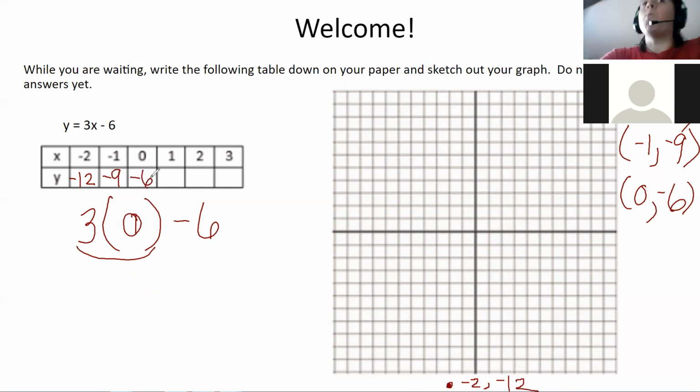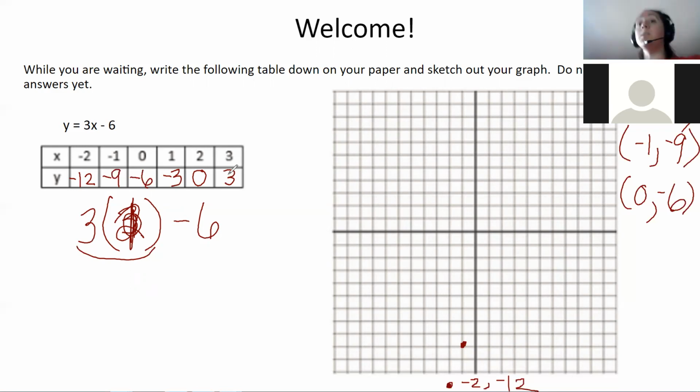You could plug in a 1. 3 times 1 is 3. Minus 6 is -3. A 2. 6 minus 6 is 0. Or a 3. 9 minus 6 is 3. So we have some points that we could graph there. Okay. And then we could plot those out.